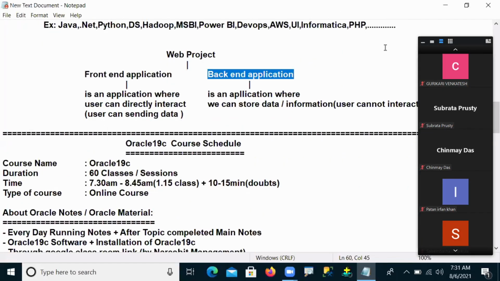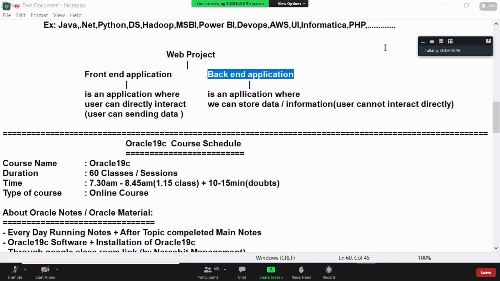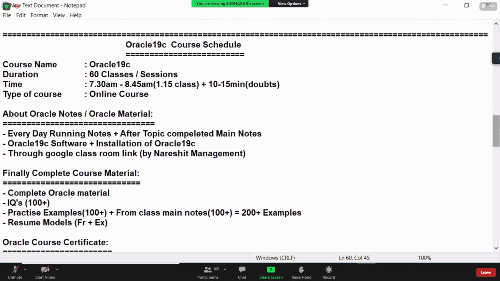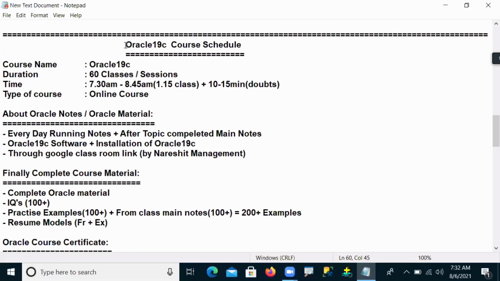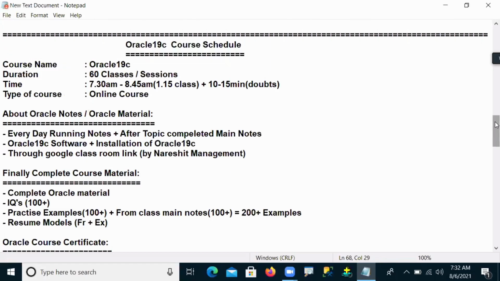We said in the last session, I gave the schedule of your Oracle course. So what we are going to be learning and your timings and everything I gave in this. We are learning Oracle 19c, the course schedule. If any newcomers are there, please identify yourselves here, and after that I will start my class.